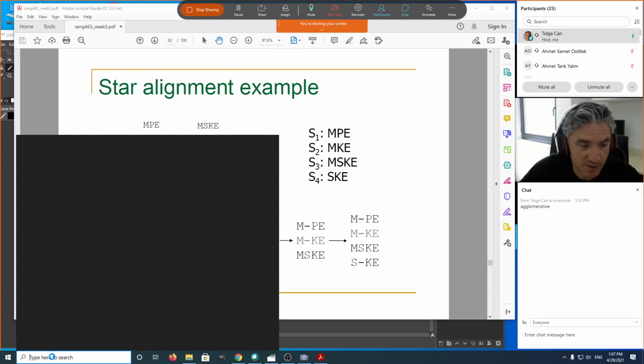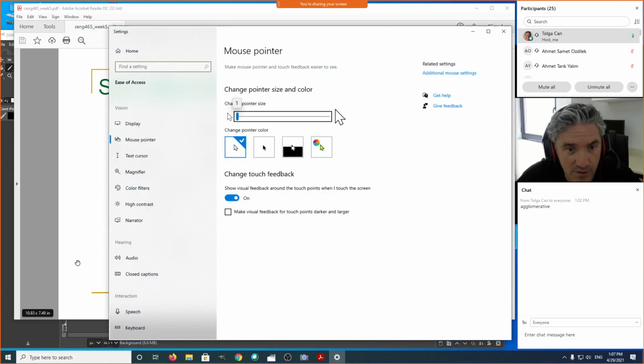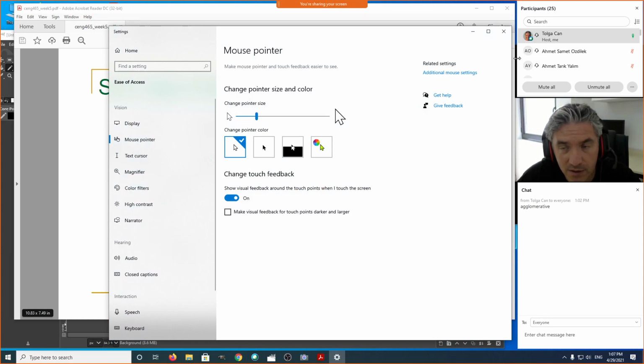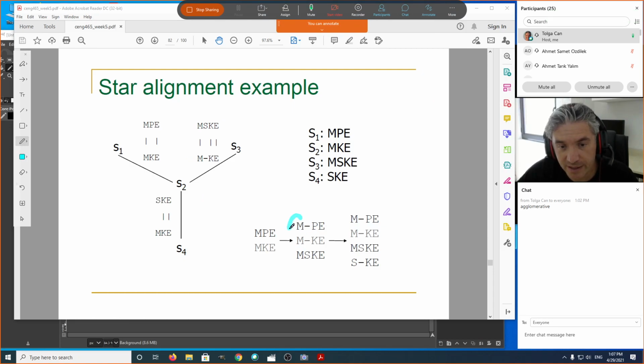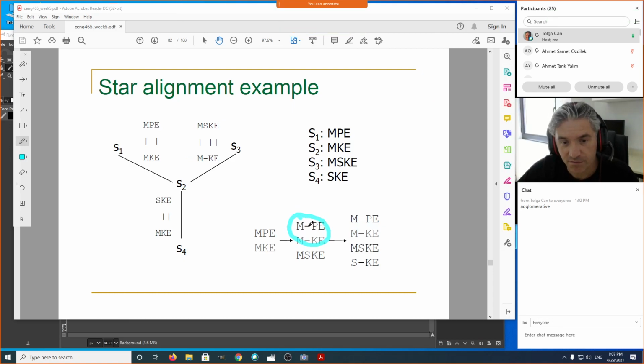Again, by the way, let me increase my mouse pointer size quickly. So this is the same. Okay, so this alignment, these two gaps that are here, if it was a pairwise alignment, we wouldn't have these two gaps in an alignment column. So what you see here in the first two rows is exactly this alignment here.